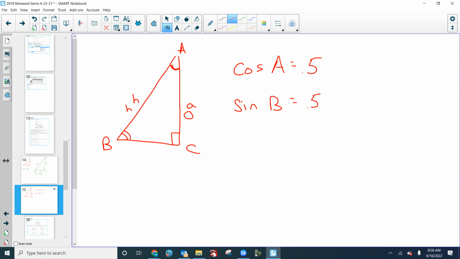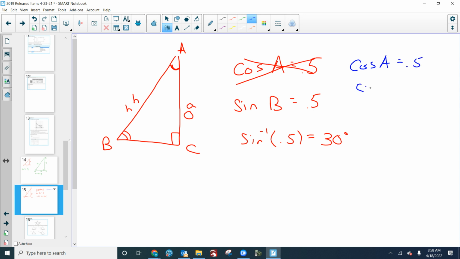0.5. And you didn't want to solve this one to find A. You said, I'm going to take the sine inverse of both sides and get the sine inverse of 0.5. And you said that was 30 degrees. Yes? Okay. Now, could you have done this? Could you have said the cosine of A is 0.5? Let's find the cosine inverse of 0.5.